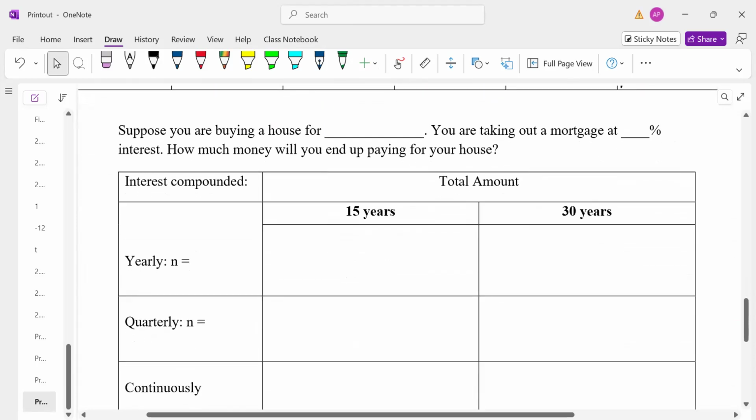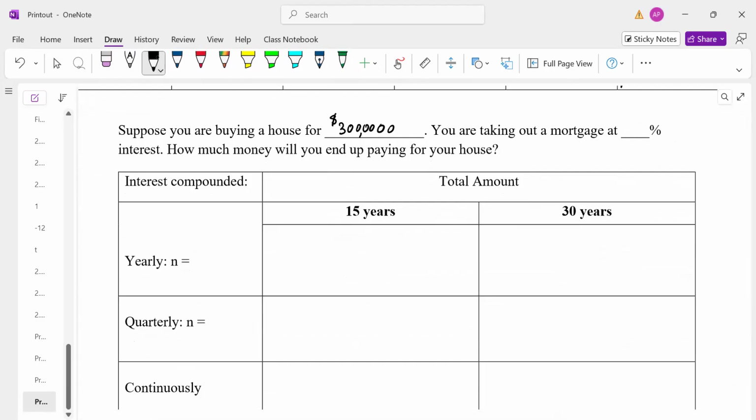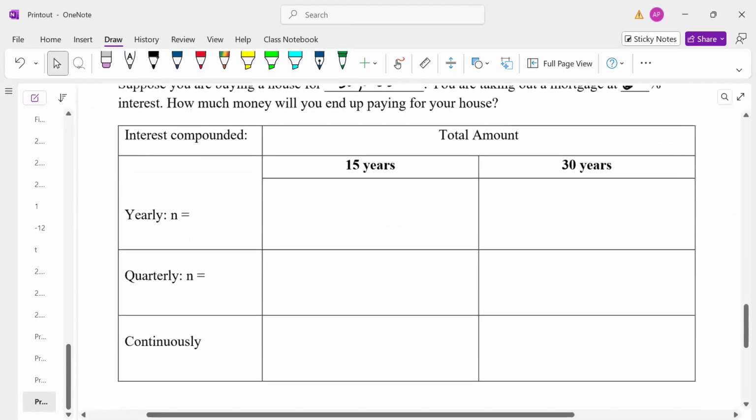Suppose you're buying a house for, I don't know, houses in Bloomington are pretty expensive right now, so let's say $300,000. And you're taking a mortgage at, let's say, a 6% interest rate. How much money will you end up paying for the house?